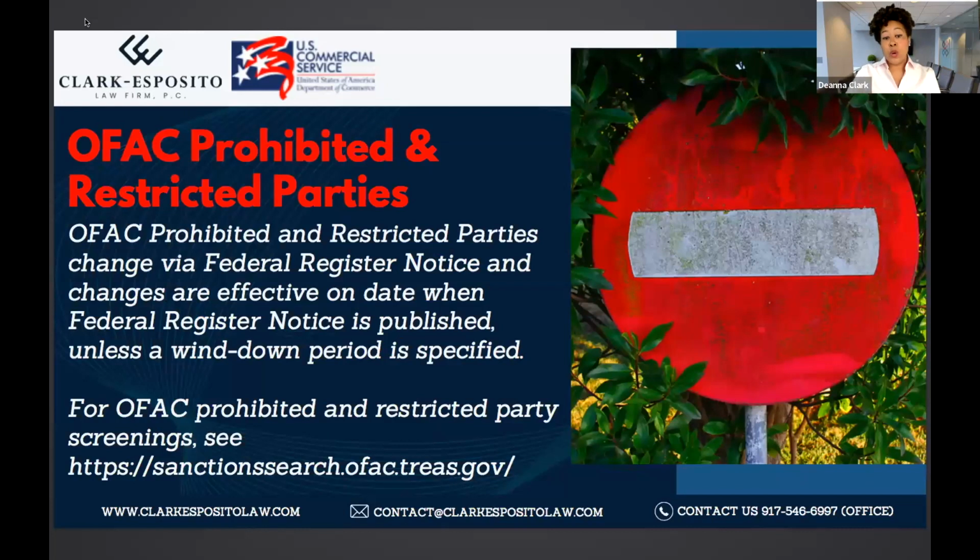Now, these parties also change by a Federal Register notice, and changes are effective on the date when the Federal Register notice is published, unless there's a wind down period that is specified. OFAC does have a portal to do screening searches for prohibited and restricted parties. And we talk a little bit about this in a Russia sanctions and diversion prevention webinar we did a couple of weeks ago. It's part of New York's World Trade Week program. And that's over on our YouTube page. I'll share that information in a bit.